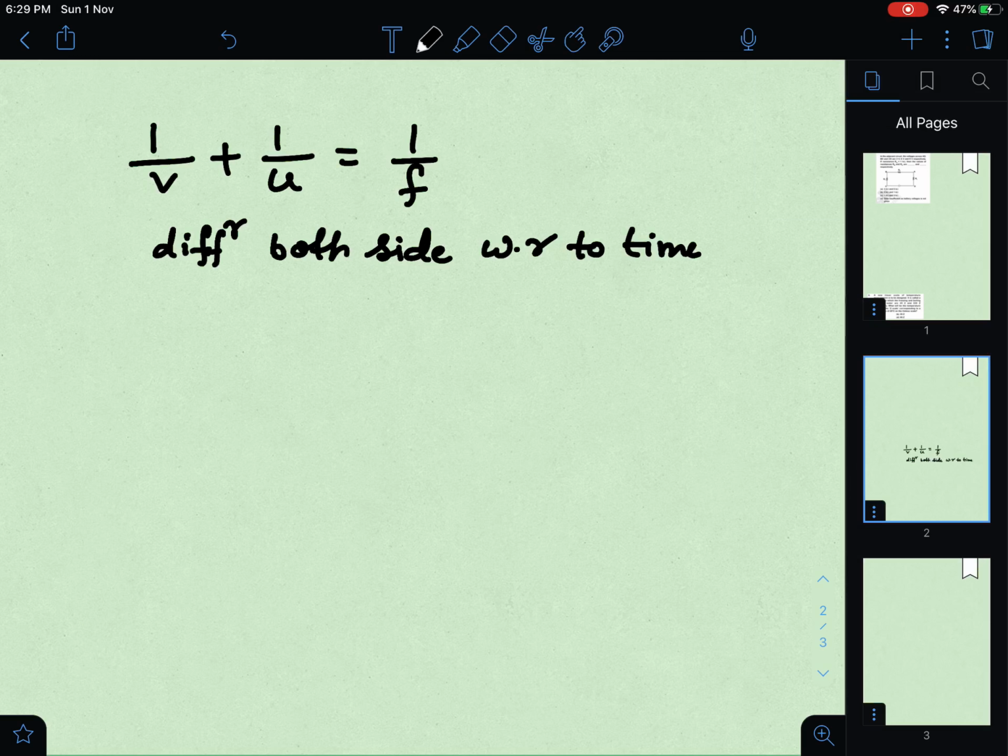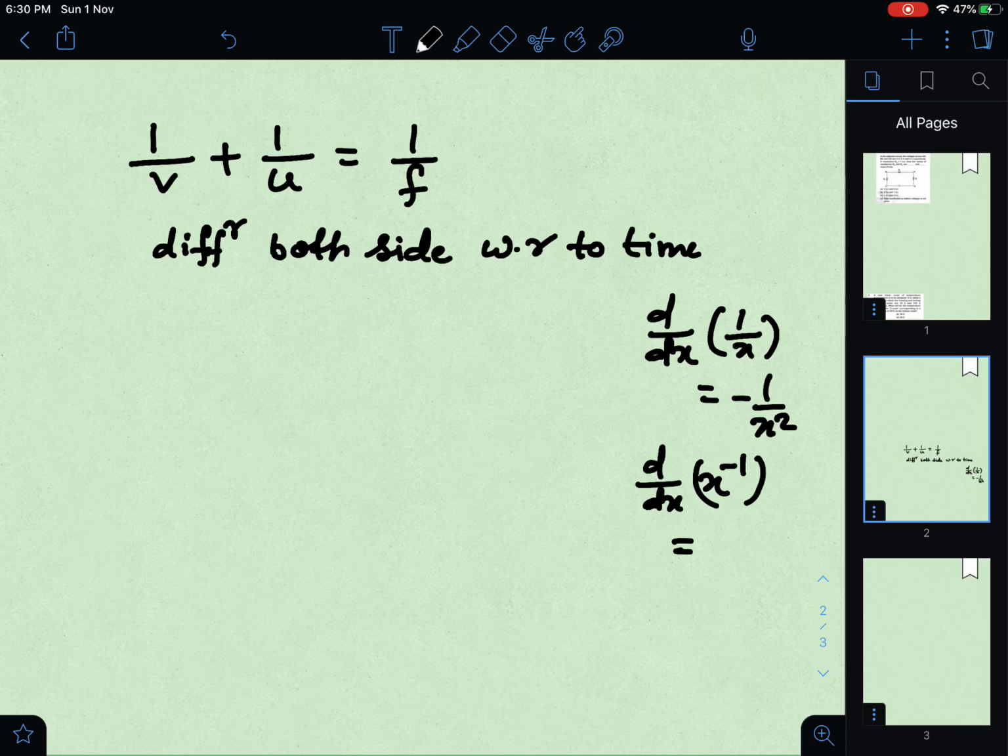Can I say that the differentiation of 1 by x, as you know, d by dx of 1 by x is equal to minus 1 by x square? This I have discussed in the class of differentiation. If you forget, you can cross-check this formula. You can also write d by dx of x to the power minus 1, which is minus x to the power minus 2. That's why I have written minus 1 by x to the power 2.